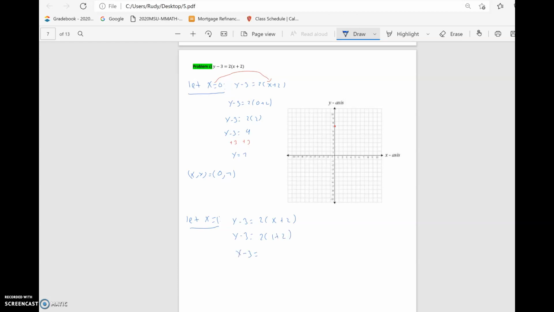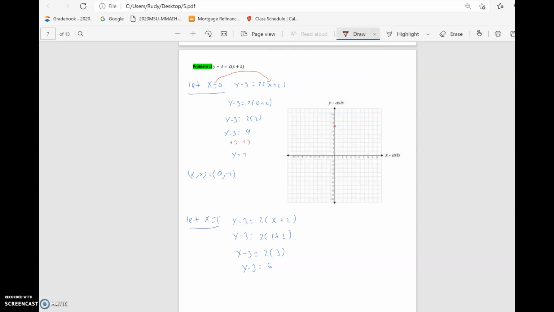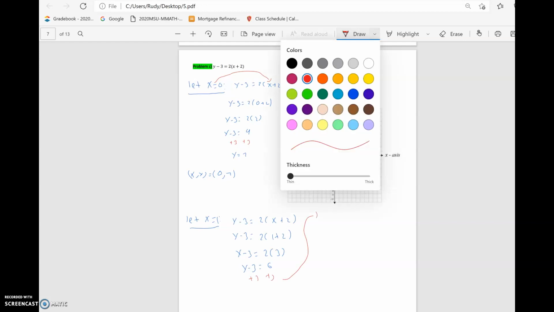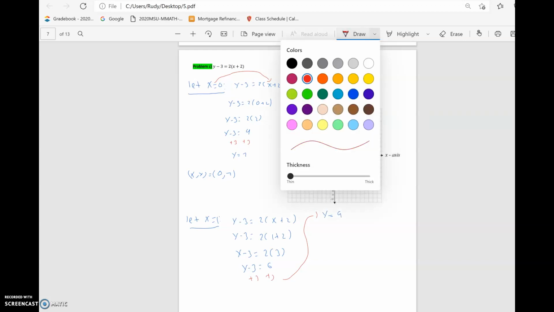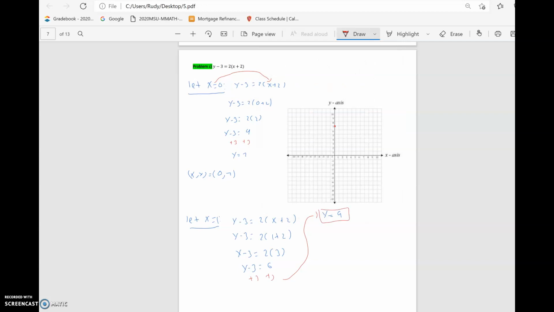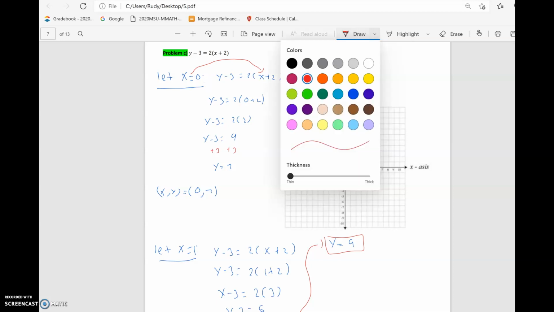So y minus 3 is equal to 2 times 3. Y minus 3 is equal to 6. And then we're going to be adding the 3, which will give us that y is equal to 9. So at 1, we're at 9. So that's going to be here. And let me just close the line.